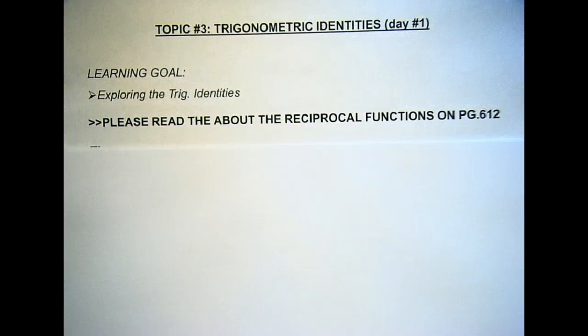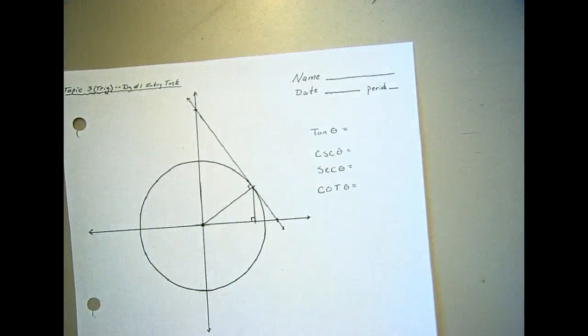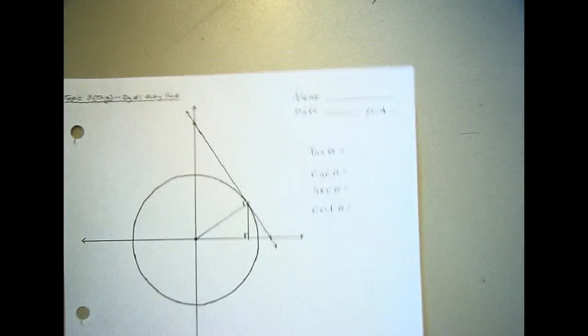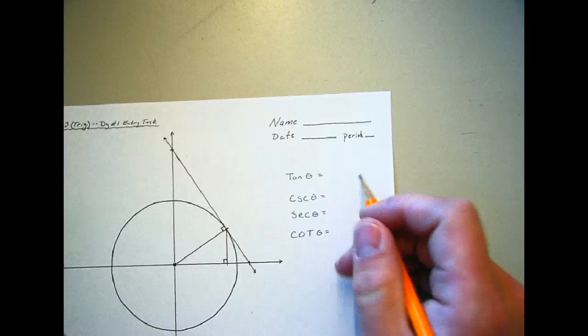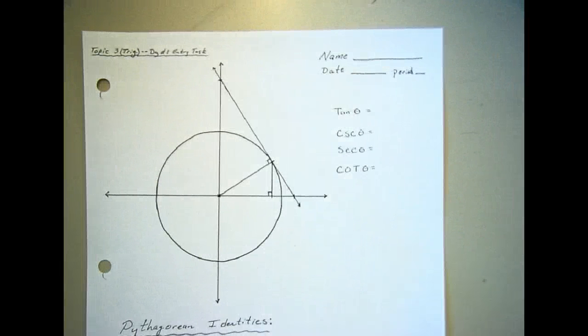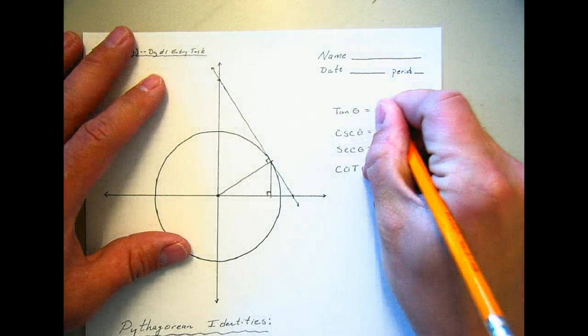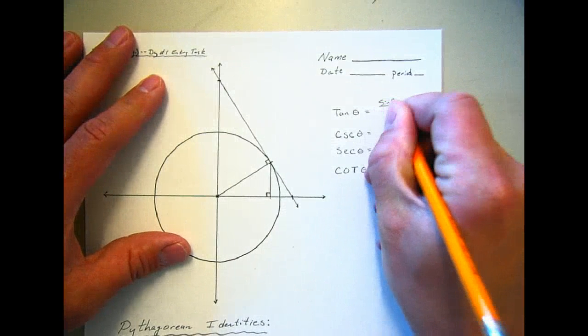Okay, so here we go. We're going to fill out this guy here. All right, so tangent. Volunteer to tell me what tangent equals. Brittany. Sine theta over cos theta. Good.